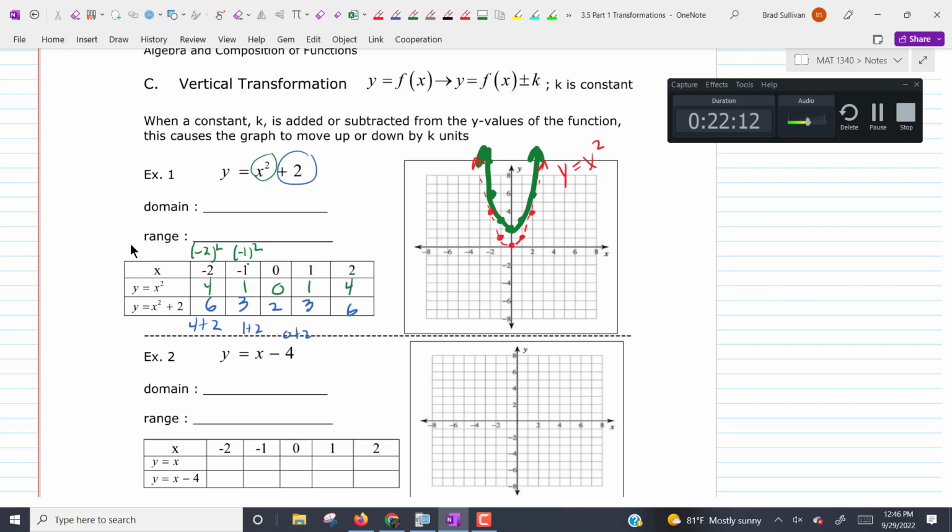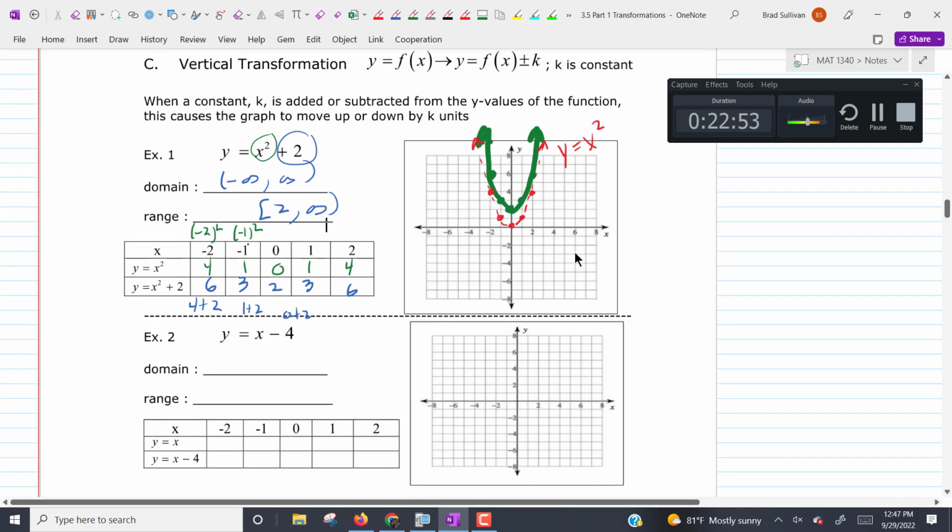The domain, what's the domain of my second graph? What's x doing in my second graph? Where to where? Negative infinity to infinity, right? How about my y? Where's my y going? 2 to infinity. Starts at 2 and then gets bigger. So what we get here is negative infinity to infinity, and then bracket 2 to infinity, like that. That's it. All the points go up 2. So let's go to this next one then.